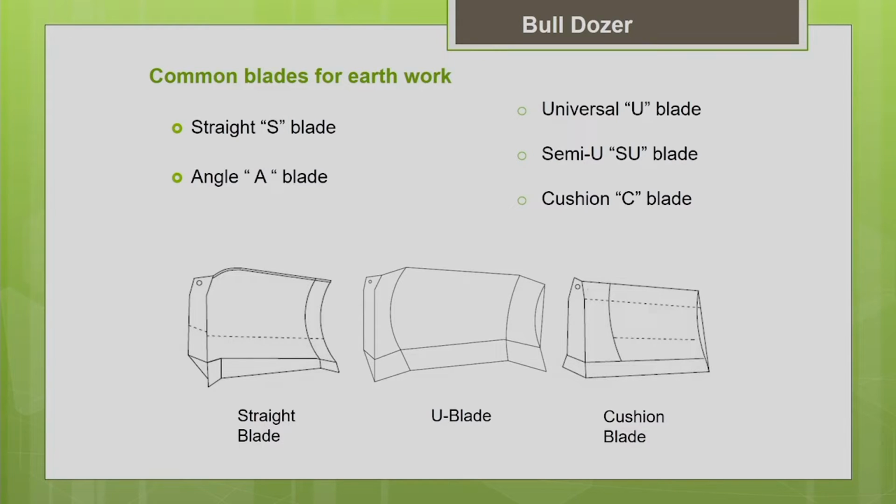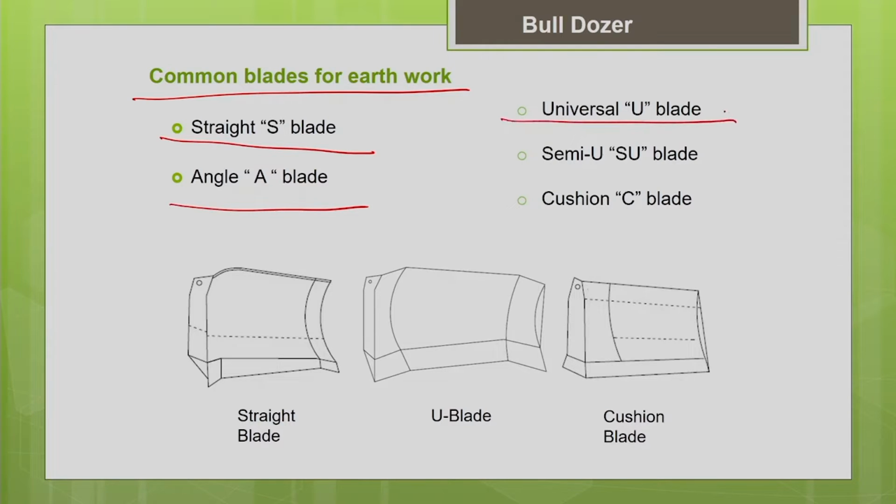Now, let us look into the different types of blades. These are the common blades used for earth moving operations: straight blade, angle blade, universal U blade, semi U blade and cushion blade. These are the standard notations used. S refers to straight blade, A for angle blade, U for universal, SU for semi U and C for cushion blade. We are going to discuss all these blades one by one in the upcoming slides.